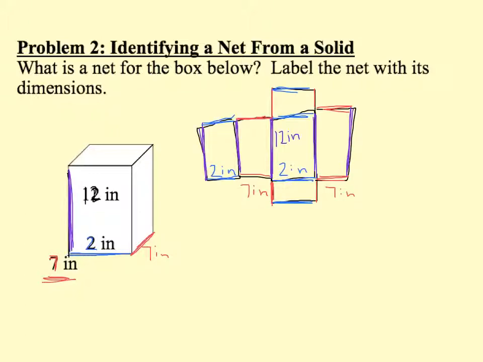So your net drawing should look something like this. And on my answer, I color-coded it so that if you drew something like this, you would know which length was which. So all the blues would be 2 inches, all the reds are 7 inches, and the purples are 12 inches. And yes, this picture is not drawn to scale, because obviously if this is 7 inches, that would not be shorter than the 2-inch length.